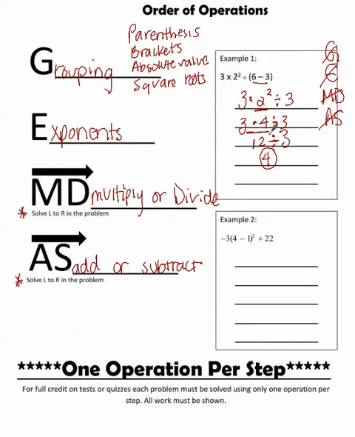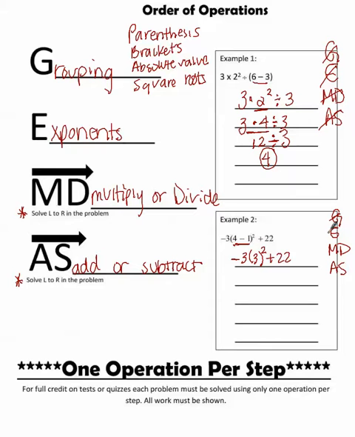Looking at example 2, same thing. I'm going to write down GEMDAS so I keep the right order. First thing I have, there's parentheses or grouping. So 4 minus 1 is 3. So 3 squared, negative 3 times 3 squared plus 22. There's no more grouping, so I'm going to cross that out.